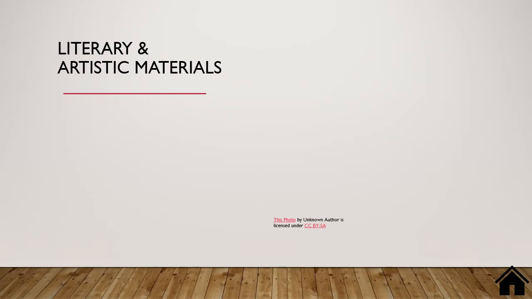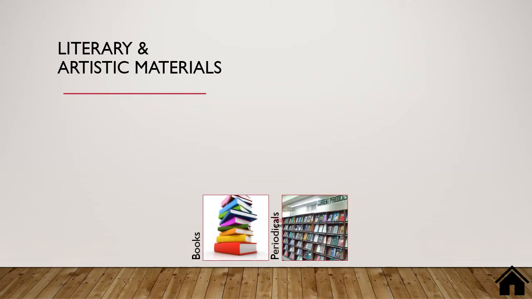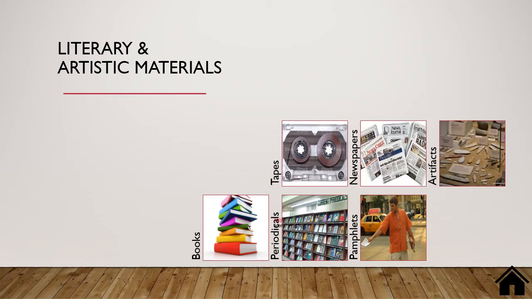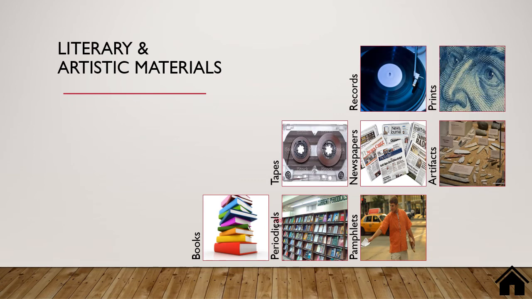literary and artistic materials such as books, periodicals, pamphlets, tapes, newspapers, artifacts, records, prints, etc. are stored. You all are aware of books. Books, which we are using right from our childhood. Periodicals are nothing but the publications that are published in definite or indefinite periodicity. Under periodicals, you have got two categories. One is magazine, the other one is journal. The magazines are nothing but the periodicals which are published for entertainment purpose, which cover all subjects.